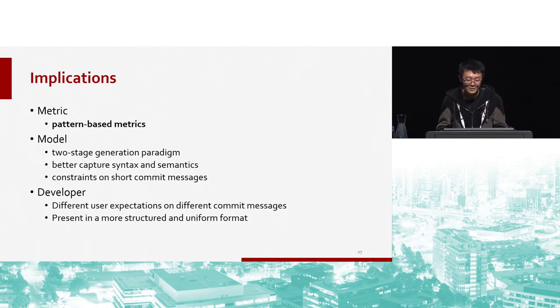According to the previous findings, we can have the following implications. The pattern-based metric can compensate the NLP metrics, which can reflect the structure and the distribution of the messages. In addition, developers can generate the messages in a two-stage way. They can first generate a pattern and then fill in the details of the pattern. And the syntax and the semantics should be better captured by the models.